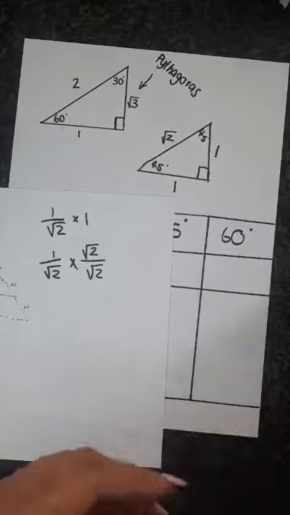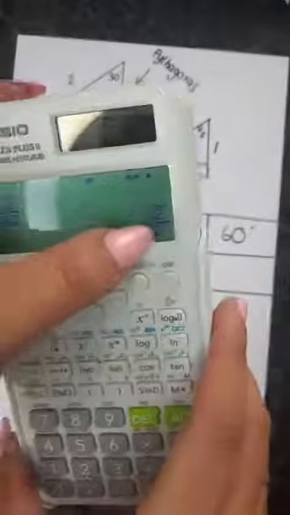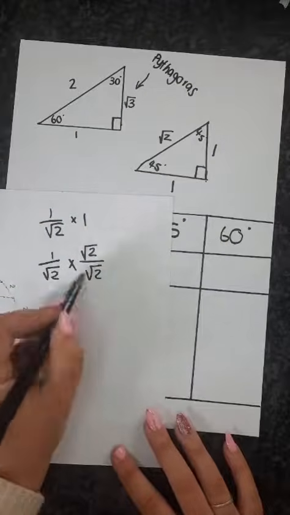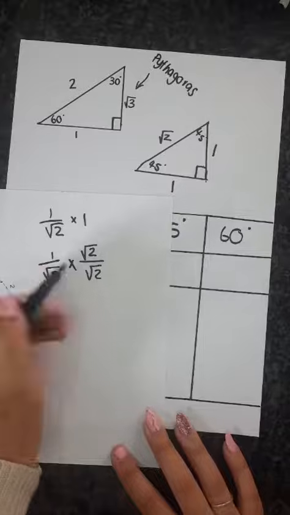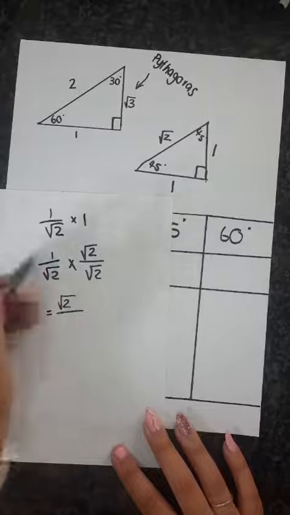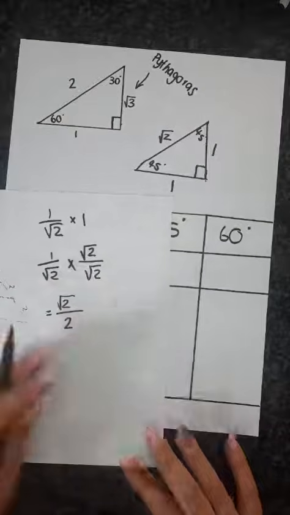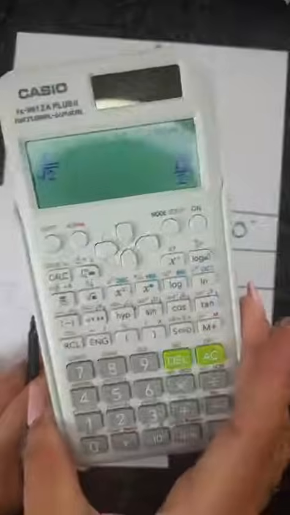How we get this value shown on the calculator: see, 1 over square root 2. How we get square root 2 over 2 is we rationalize it, so we multiply it by 1. This is the same thing as multiplying it by 1. If you multiply the numerators, you get square root 2. If you multiply the denominators, you get 2. And that's where your calculator gets it from.